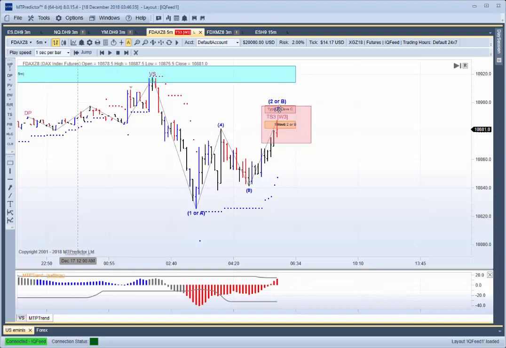Now at the moment this is 1 or A or 2 or B, because as it stands this could be either, but because we're coming off a higher time frame resistance here, this is more likely to be a wave 1, this is more likely to be a wave 2, subdivided into an ABC. So that's the initial pattern we have here. So let's clear that off.